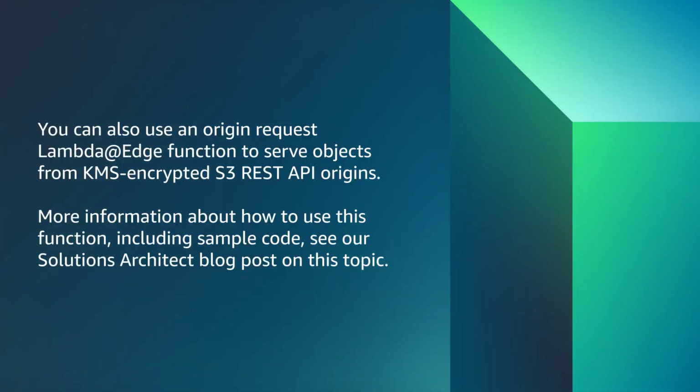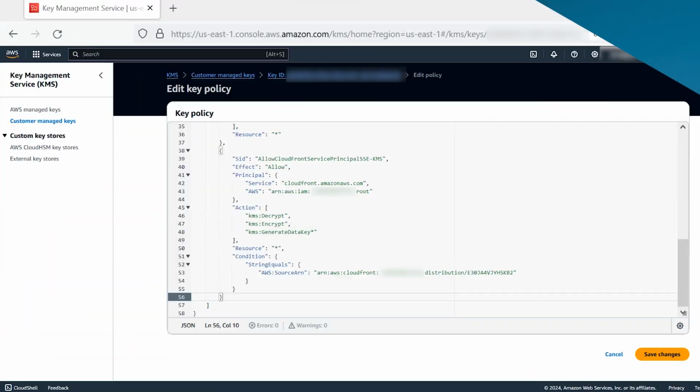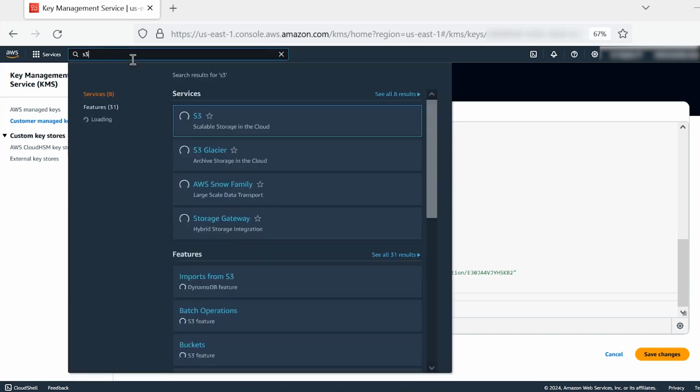You can also use an origin request Lambda@Edge function to serve objects from KMS encrypted S3 REST API origins. For more information about how to use this function, including sample code, see our Solutions Architect blog post. To confirm whether your objects are encrypted, you can either check your bucket's properties to see if AWS KMS is selected for encryption, or use the AWS command line interface to run a head object command against an object in your bucket. Let's navigate to S3 to check our bucket.